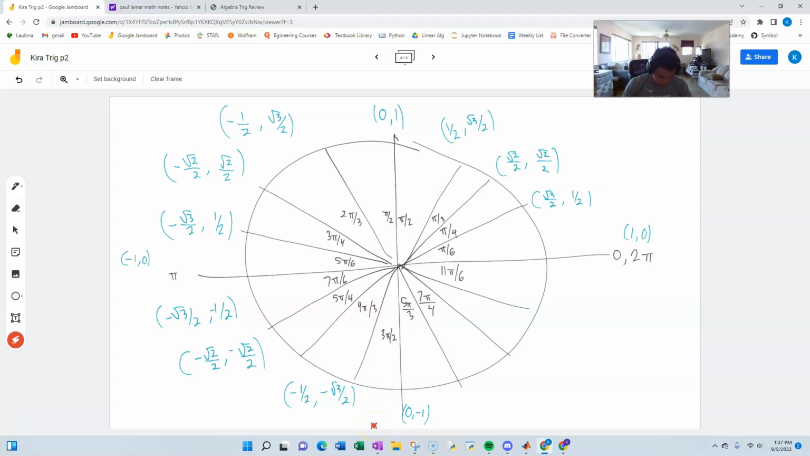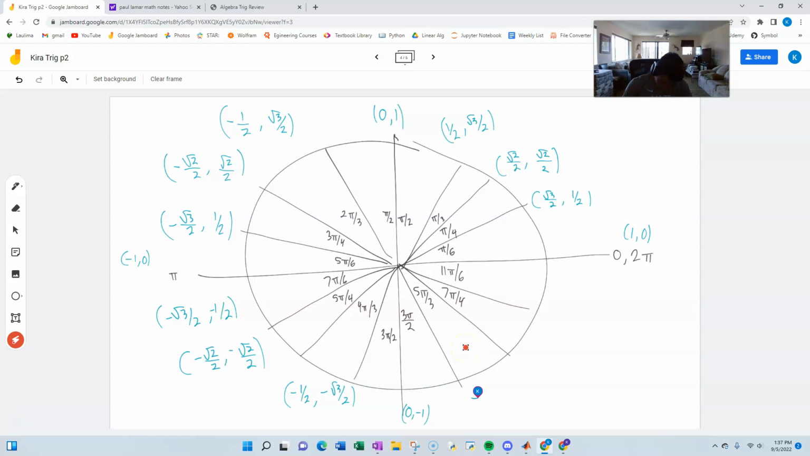Let me just put the 5 pi over 3 here and 7 pi over 4 here, and 3 pi over 2 like that, just so it stays consistent and looks more natural. Same thing again, coordinates, right? What's going to happen? It's literally going to be identical, except all the x's are positive here and all the y's are negative.